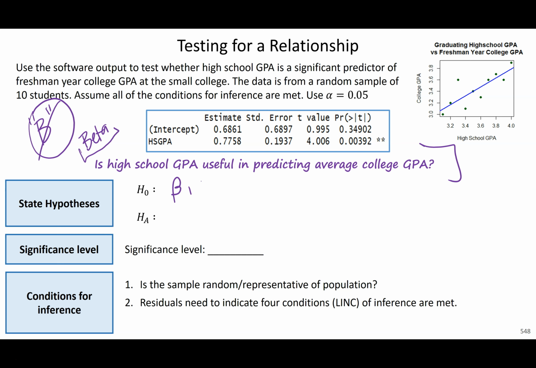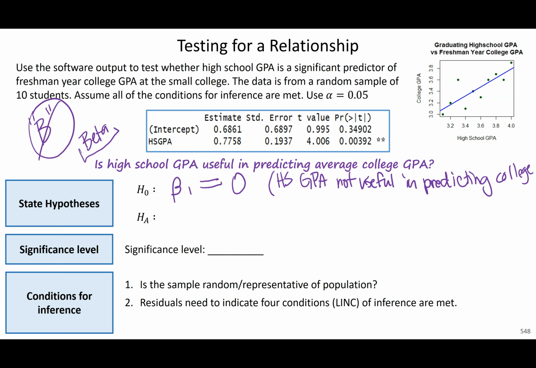So beta 1, always have an equal sign in the null hypothesis, and then is equal to 0. In layman's terms here, high school GPA is not useful in predicting college GPA. The alternative is always going to be two-sided. Beta 1 is not equal to 0. So it's basically the opposite of this: that high school GPA is useful in predicting college GPA.